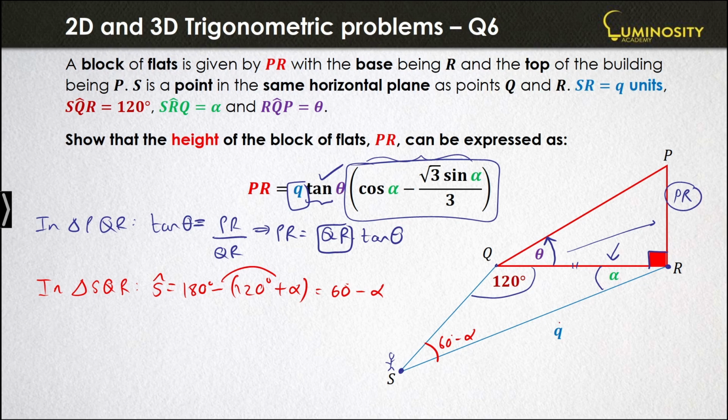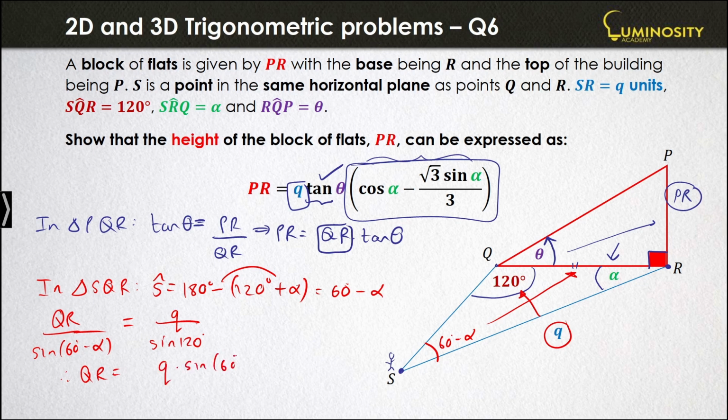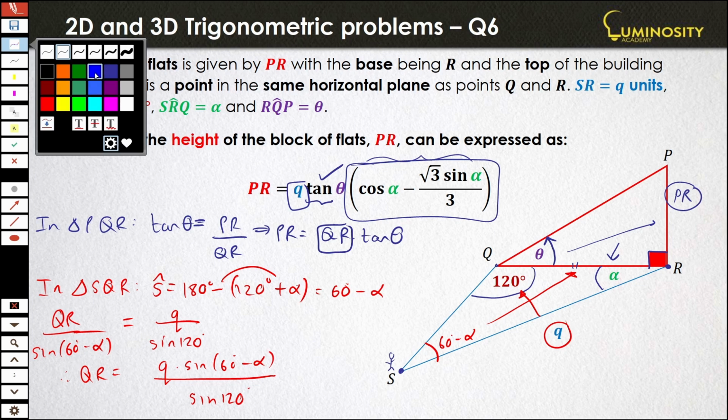Why did I need that? Well, look at this triangle. I have a known side q opposite a known angle, and now I've got an angle, 60 degrees minus alpha, opposite a side that I'm interested in. So by using the sine rule, QR divided by the sine of 60 degrees minus alpha is the same as SR, which is q units, divided by sine of 120 degrees. Therefore QR must be equal to q times the sine of 60 degrees minus alpha all over sine of 120 degrees. Now let's try and simplify that expression.